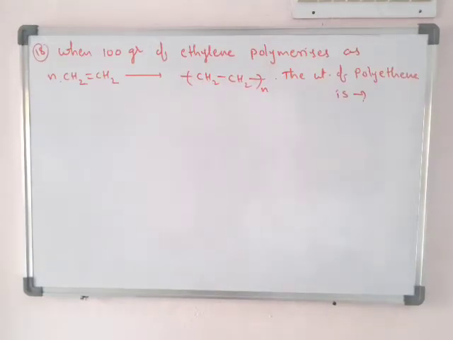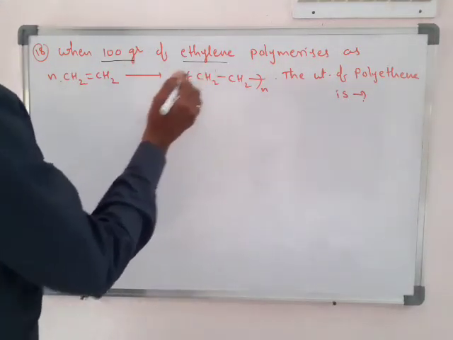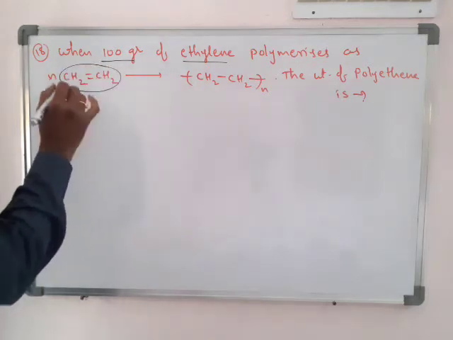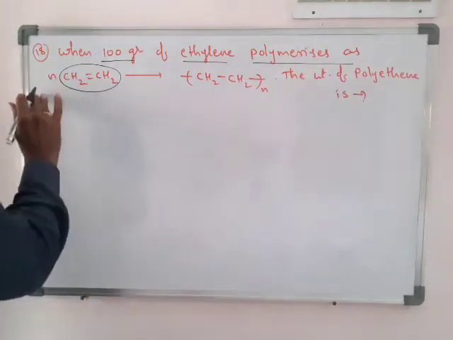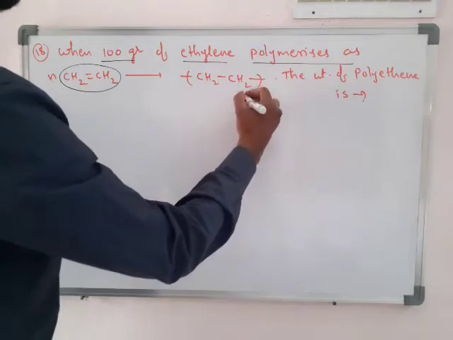Okay, see question number 18. It is given that 100 grams of ethylene, which is C2H4, is polymerized with the help of this reaction. I have to find the weight of the polythene formed.